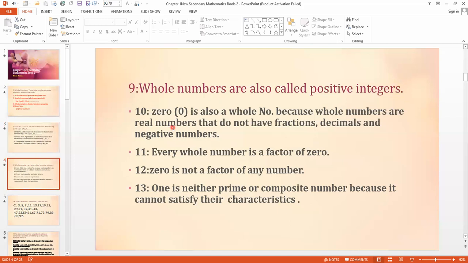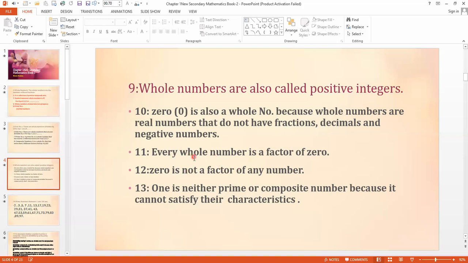0 is also a whole number because whole numbers are real numbers that do not have fraction, decimal, and negative numbers. Please, you have to keep all these points in your mind because all these will help you in solving true or false, fill in the blanks, or match the column questions. Clear?